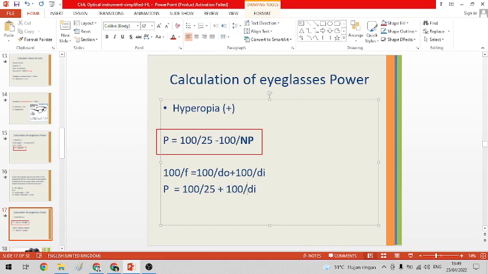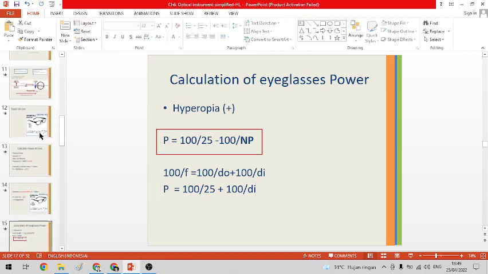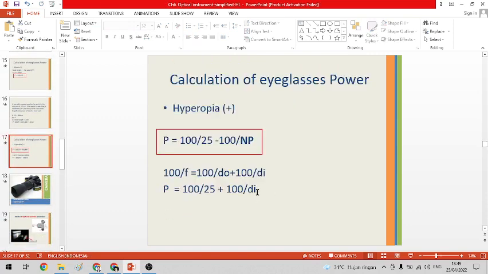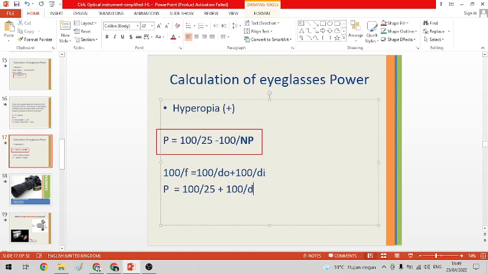And then, where is the image? The image should be positioned at the near point, so eyes can see it clearly. So we put the image at the near point. Why is there a negative here? Because it is virtual, upright. The image in eyeglasses should be upright. If the eyeglasses create an upside down, inverted image, it will confuse the person that uses it, right? So it must be upright, and upright is always virtual. Remember, virtual always upright, upright always virtual. So negative because it's virtual.